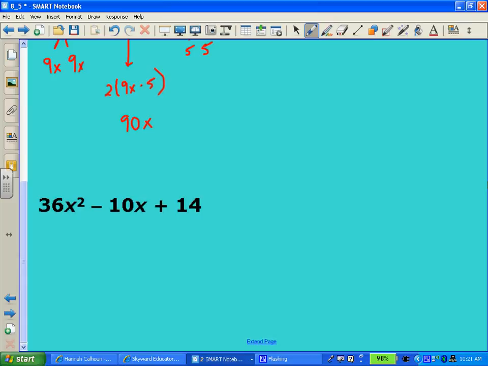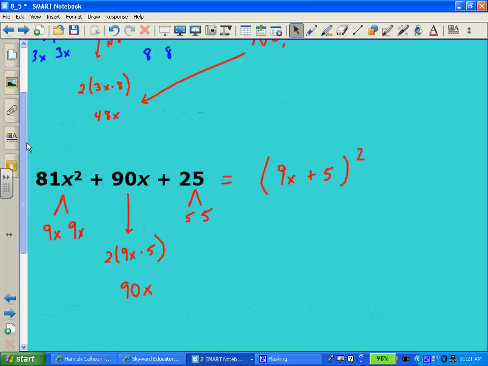Let's look at another one here. So again, I look at the first terms. So this is going to be 6x, 6x. Last term, you'll notice here, this is not a perfect square. So this is not a perfect square trinomial, because 14 is not a perfect square. Okay? So we just say no, and we'd explain that 14 is not a perfect square.